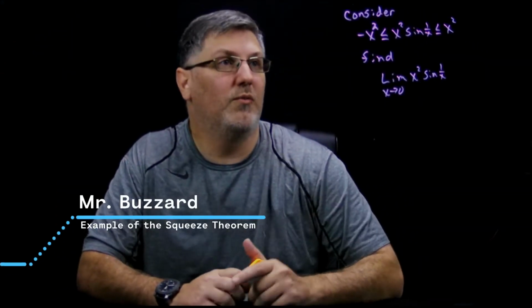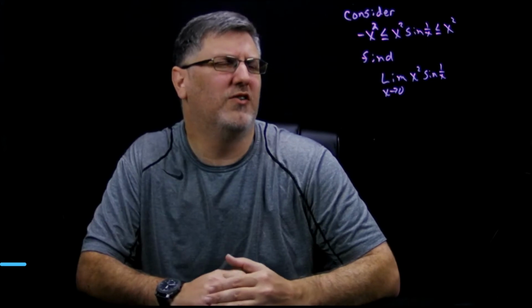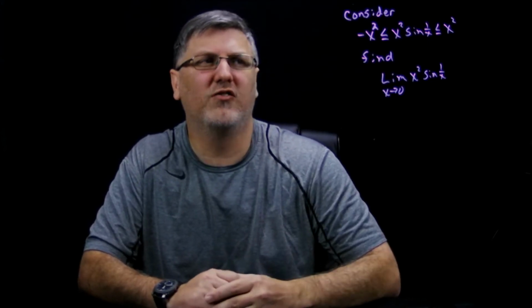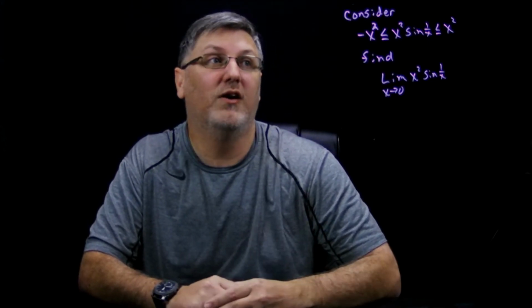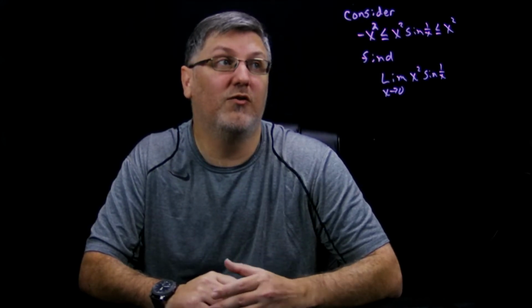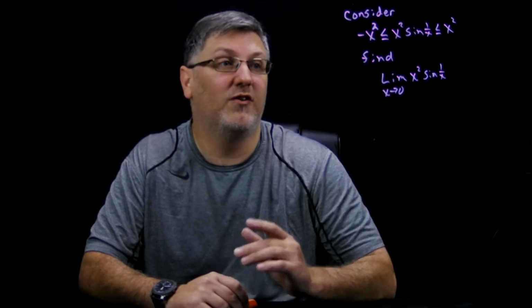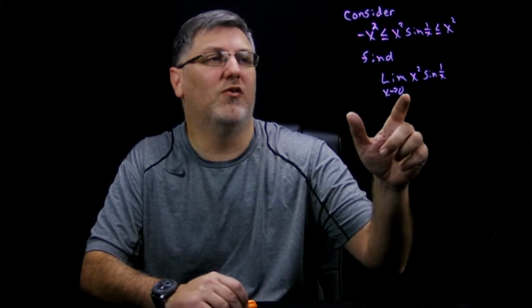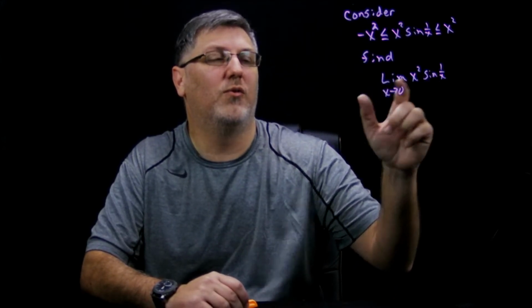All right, so I'm going to take a moment. Let's look at this problem here. It says consider negative x squared is less than or equal to x squared times sine of 1 over x, is less than or equal to x squared. And it says find the limit as x approaches 0 of x squared sine of 1 over x.